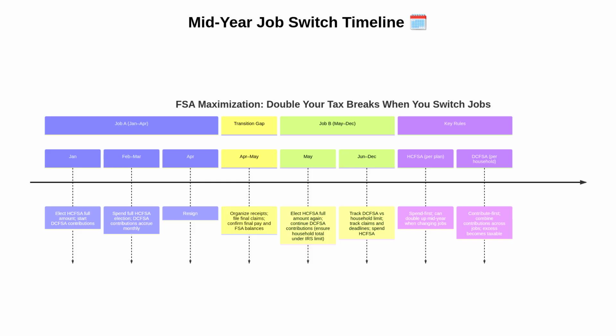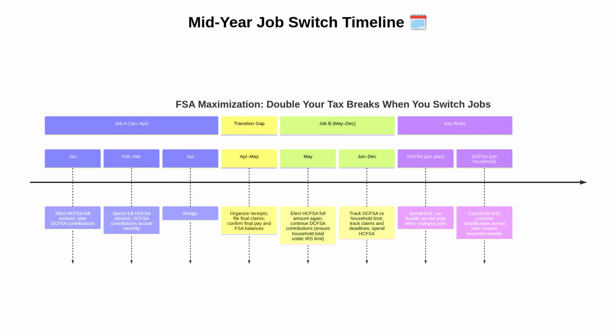payroll contributions. At Job B, from May through December, you elect the HCFSA at the full plan maximum again, while continuing DCFSA contributions. Throughout the remainder of the year, you carefully ensure the combined DCFSA contributions across both employers do not exceed the household limit, and that all claims are submitted on time.